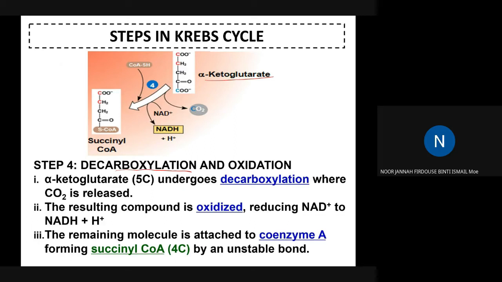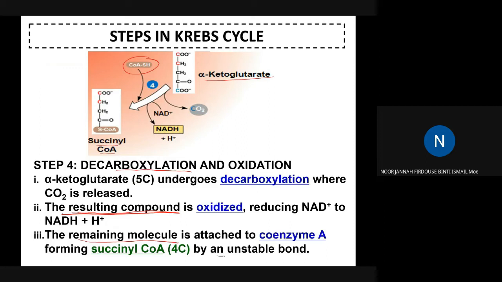Okay, kita baca satu-satu. First, alpha ketoglutarate undergoes decarboxylation. Carbon dioxide is removed, and then the resulting compound. Kita guna perkataan the resulting compound sebab tak ada nama spesifik pada masa ni. The resulting compound is oxidized by NAD+. So NAD+ is reduced to NADH plus H+, and the remaining molecule is attached to coenzyme A to form succinyl coenzyme A, succinyl CoA.